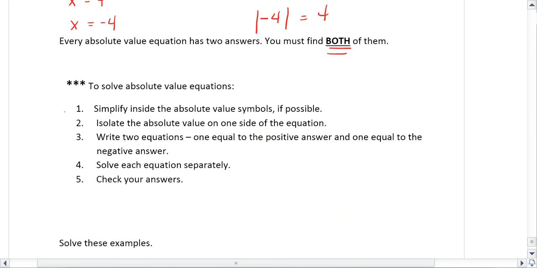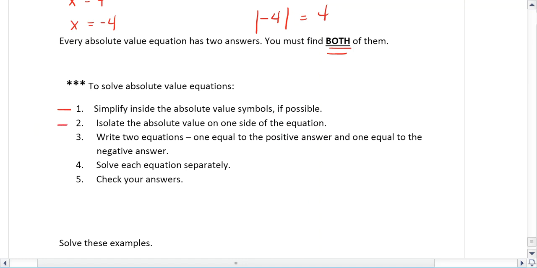So let's look here in the list method, the steps, for how you find both answers. Once again, we'll talk about these steps, and they will make more sense to you after you look at an example. So step 1 says, if you can, simplify anything inside the absolute value symbols. Kind of treat them like parentheses. Anything you could add, maybe combine some like terms if possible.